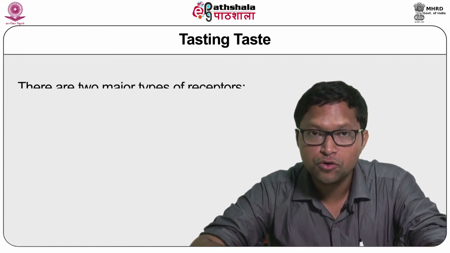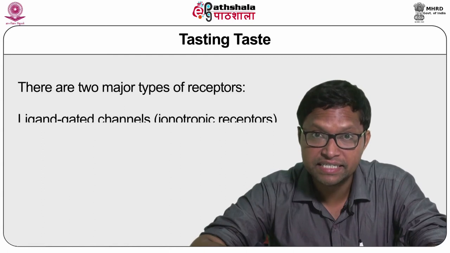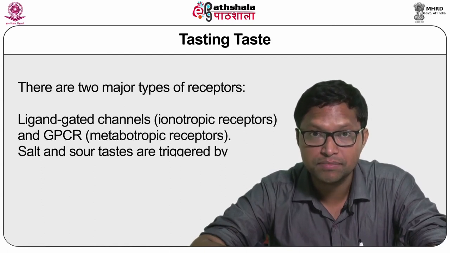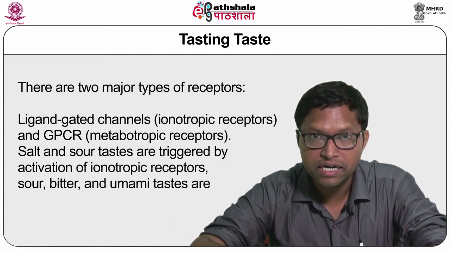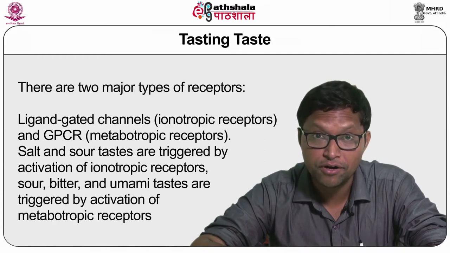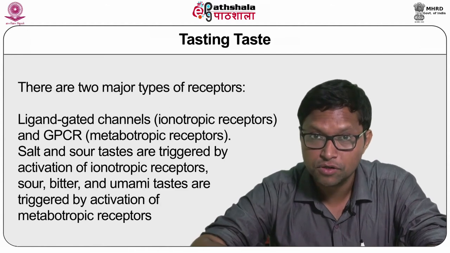There are two major types of receptors, that is the ligand-gated channels or the ionotropic receptors, and G-protein coupled receptors or the metabotropic receptors. The salt and sour tastes are triggered by activation of ionotropic receptors. Sweet, bitter and umami tastes are triggered by the activation of metabotropic receptors.